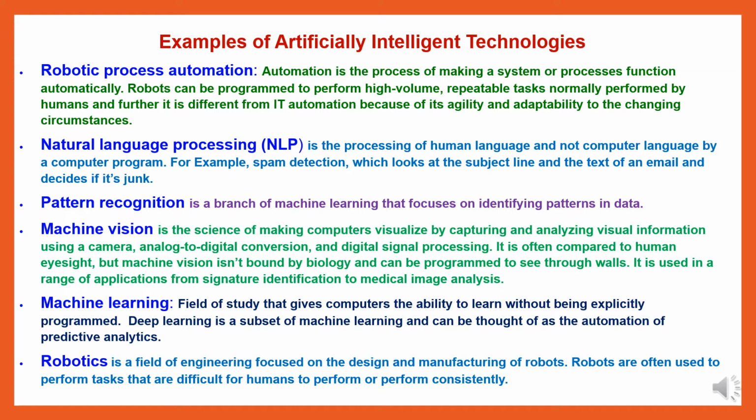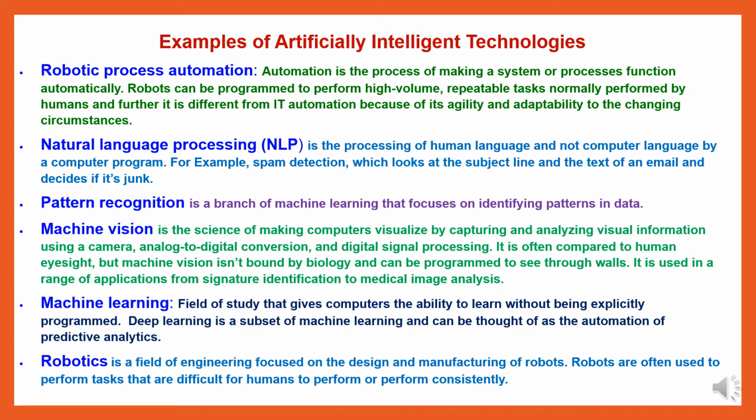Second is natural language processing, NLP. This is the processing of human language, not computer language, by a computer program. For example, spam detection, which looks at the subject line and the text of an email and decides if it is junk. Third is pattern recognition.